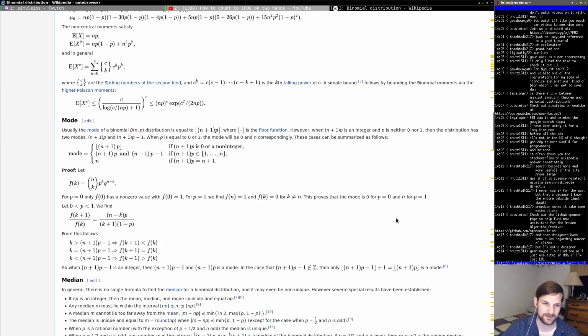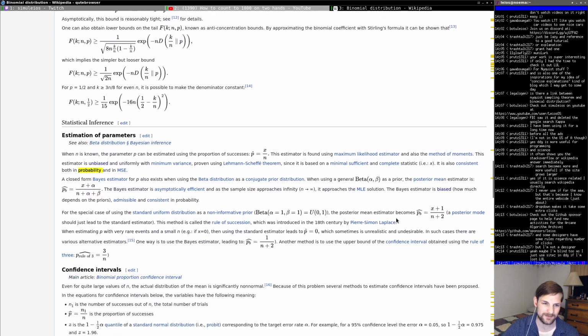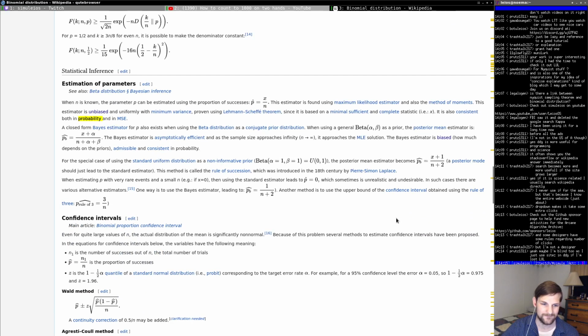So maybe I should just Google, what is the probability density function? Okay, let's do probability. Can I just look up density function?